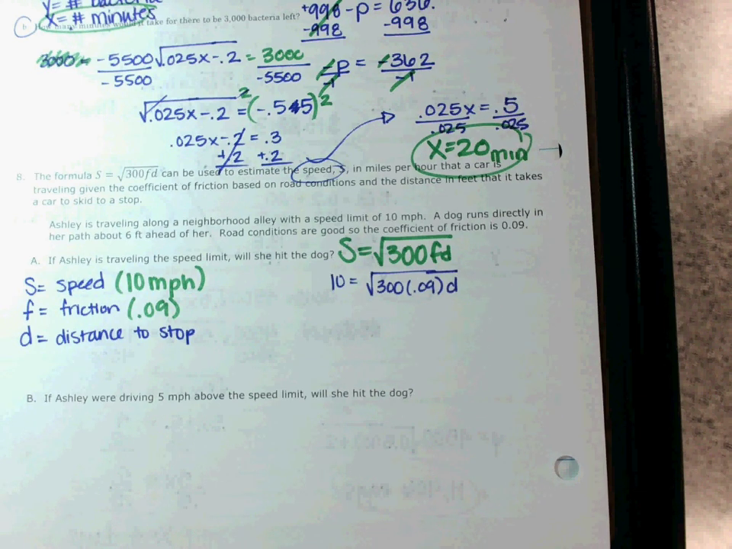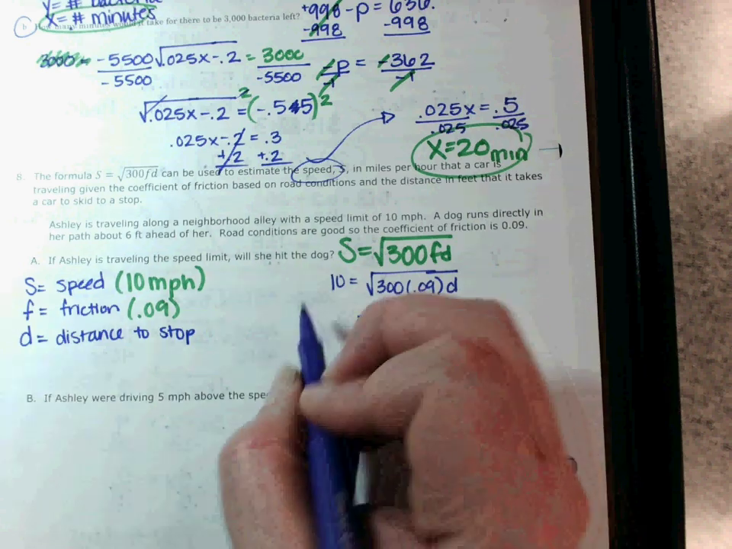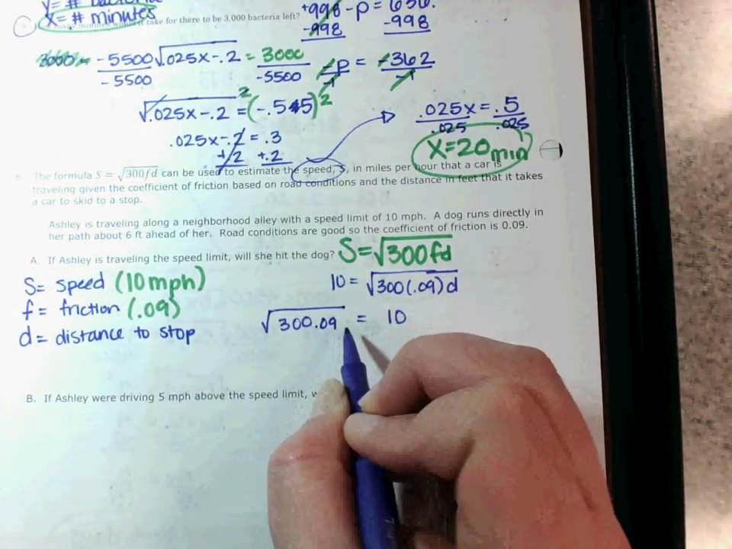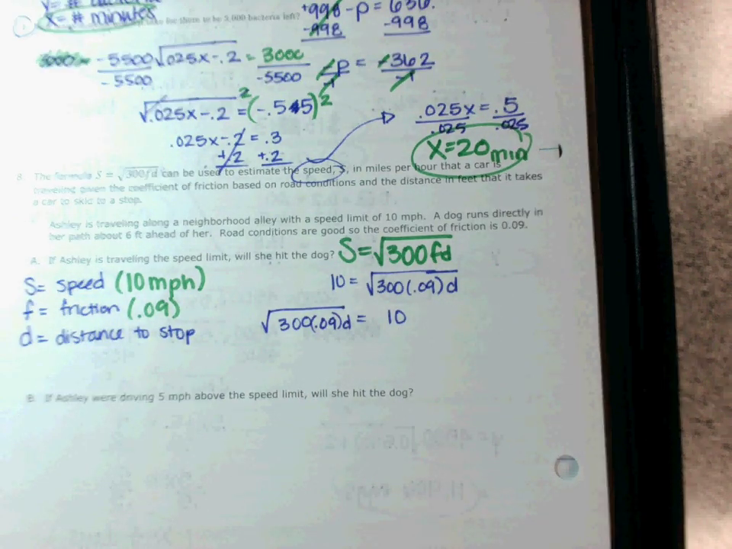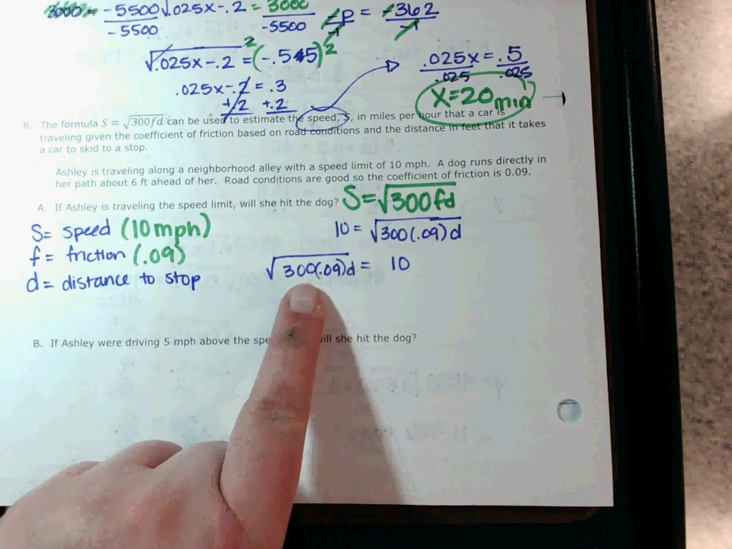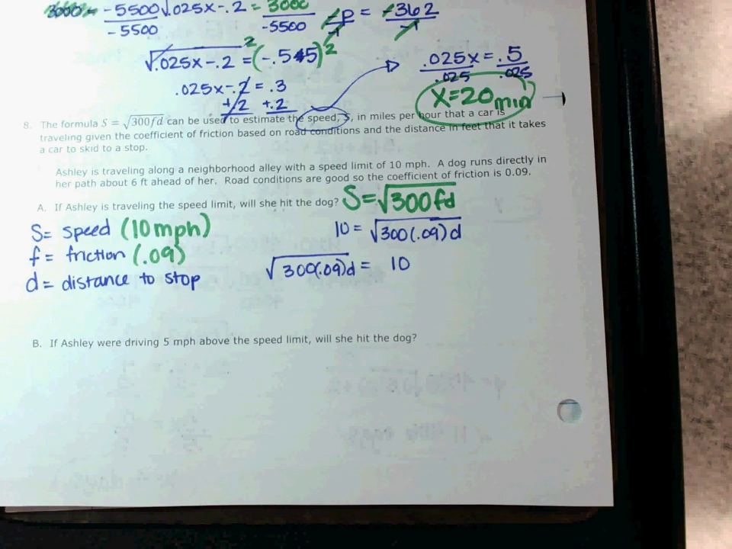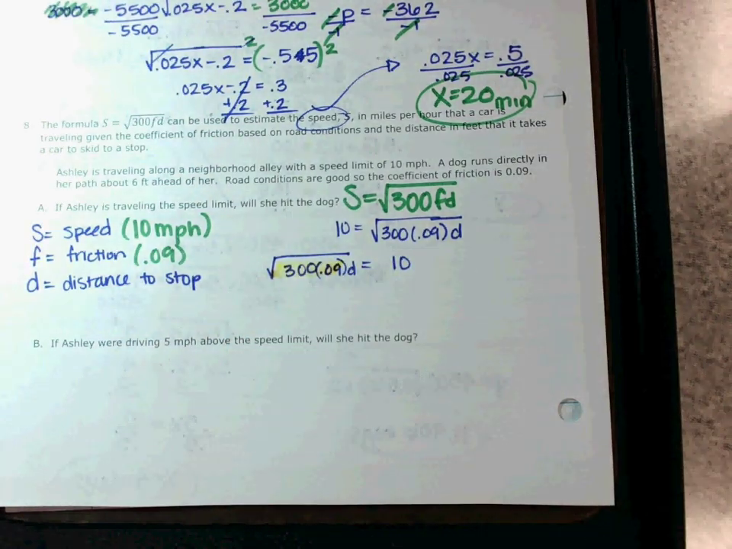Okay, so there's two things that I'm going to do before I start here. The first thing I'm going to do is switch it around. So I'm going to put the 10 on this side, and I'm going to put the 30 times 0.09 D on this side. And the second thing is, if the 30 and the 0.09 are right next to each other, I'm just going to combine them to be one number instead of keeping them separate. So in your calculator, do 30 times 0.09, and let's combine that into one number instead of two separate numbers.